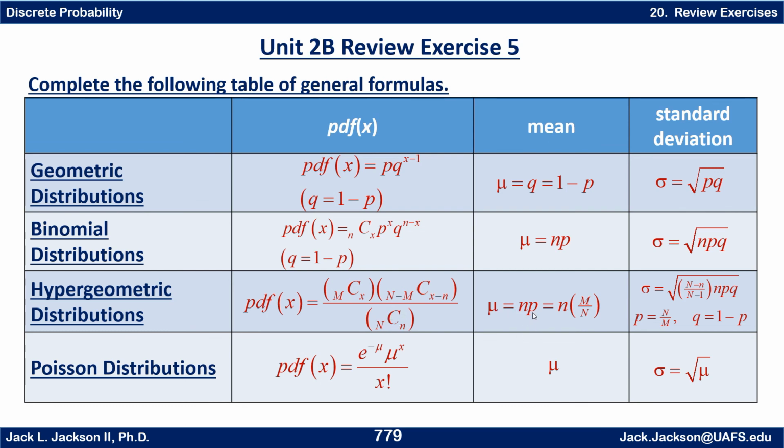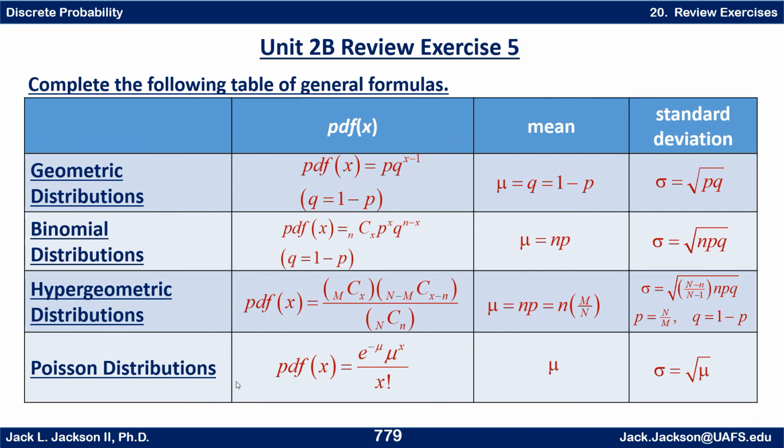The mean is n times p, just like it is in the binomial, where p is the proportion of successes in the population. That's big M over big N. Of course, q is 1 minus p, and then the standard deviation is the square root of npq, like it is in the binomial. But you've got this extra factor that fixes for it being a hypergeometric instead of binomial. It's capital N minus lowercase n over capital N minus 1. The bigger capital N gets, the closer this fraction gets to 1.